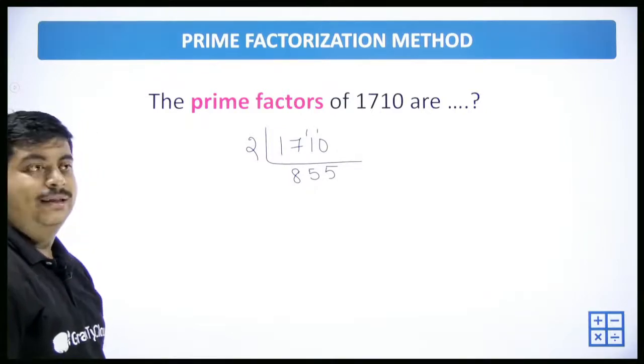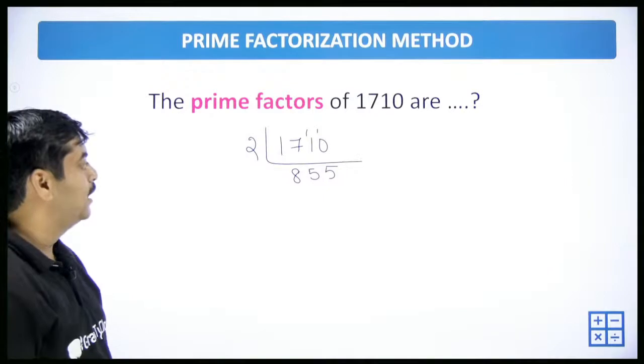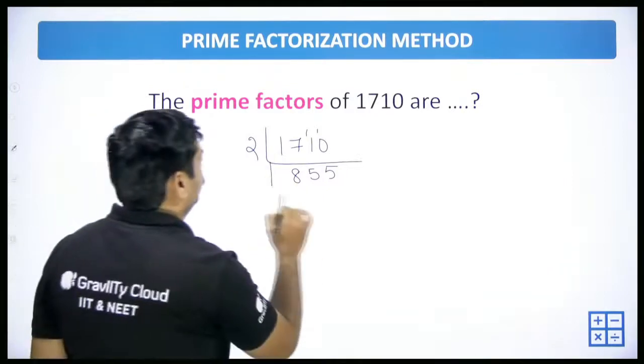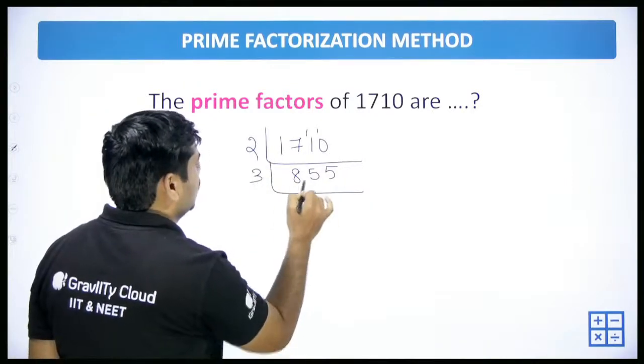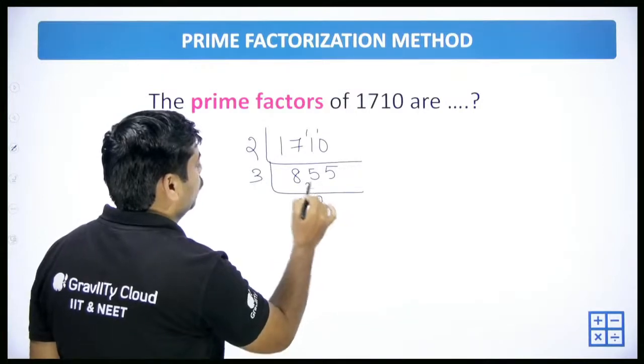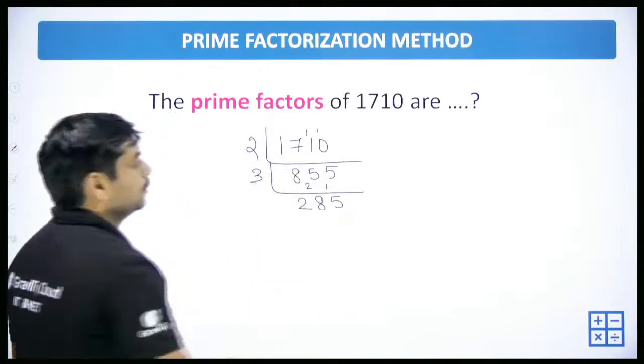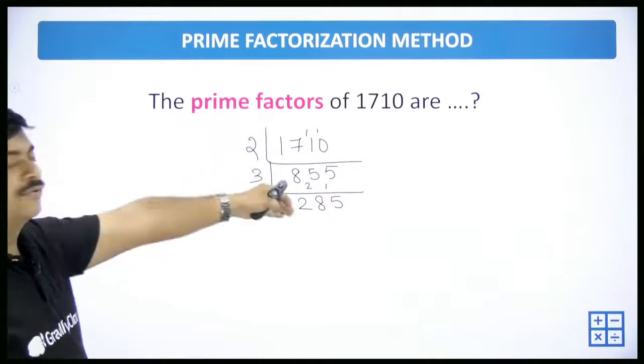No. Can we go with 3? Yes, I think we can go with 3. So 3 2s are 6, 2 is left, 3 8s are 24, 1 is left, 3 5s are 15. So 2 into 3 into 285.